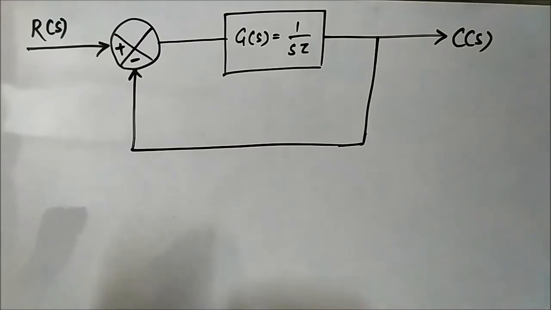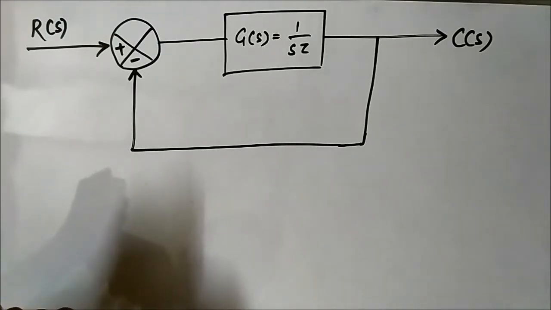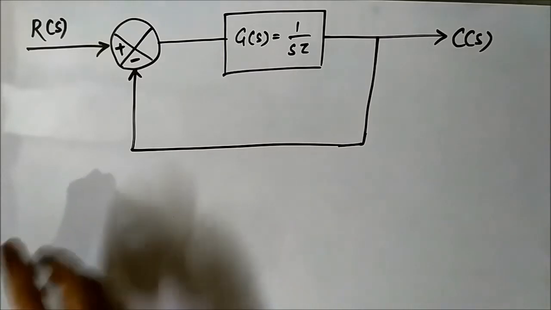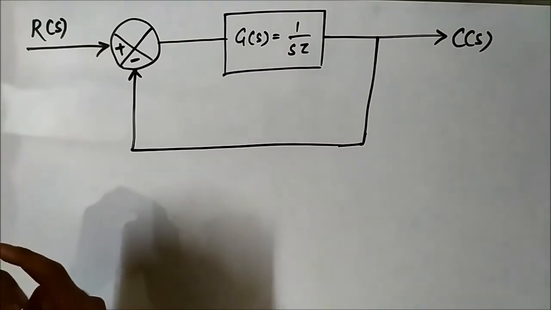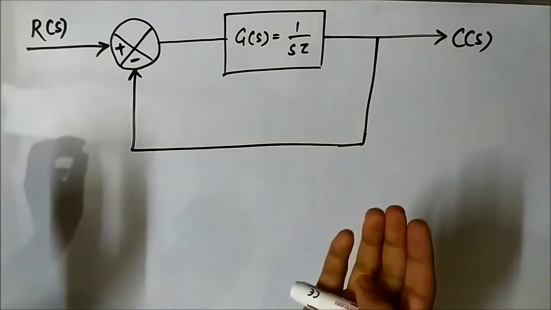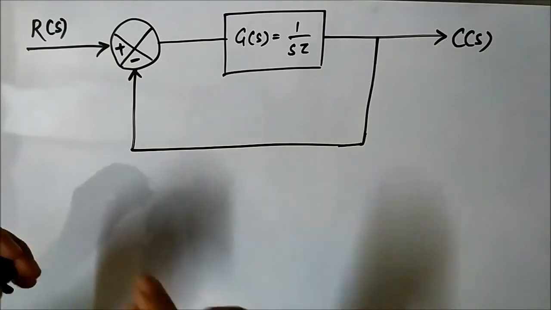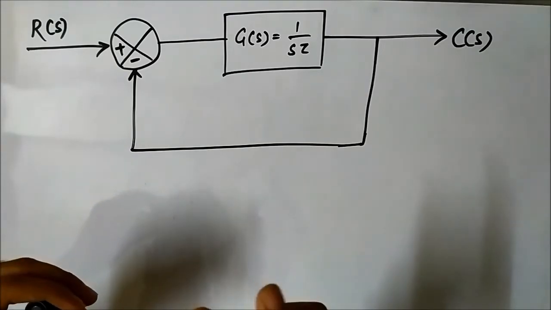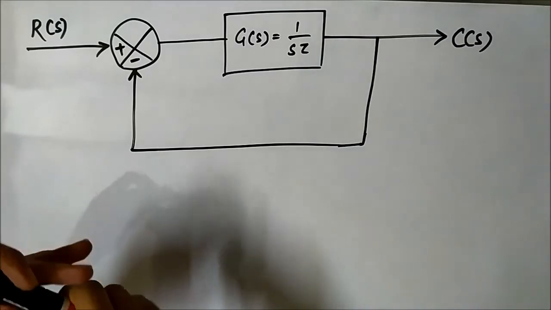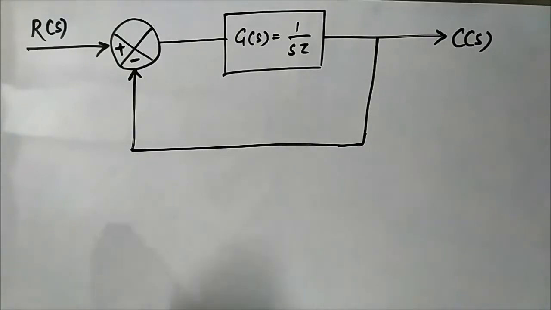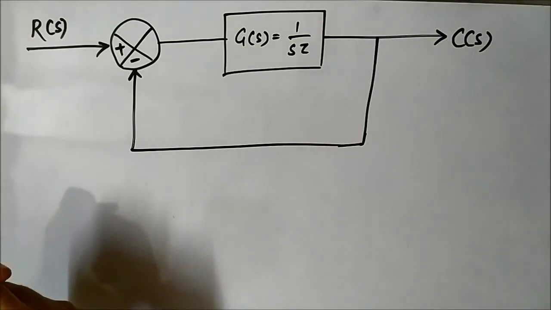So in the previous video we discussed the output response of a first order system to unit step input. In this video we are going to analyze and study the output response of a first order system to unit impulse input. Okay, so previously we did it for the unit step input. Here we'll study it for unit impulse input.